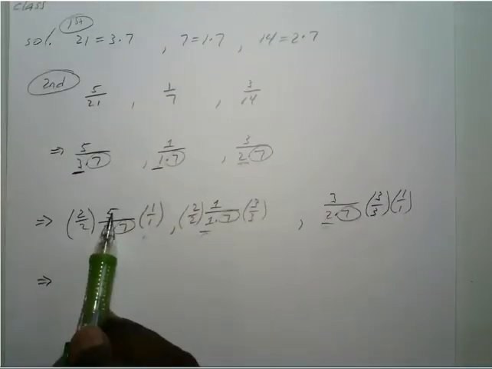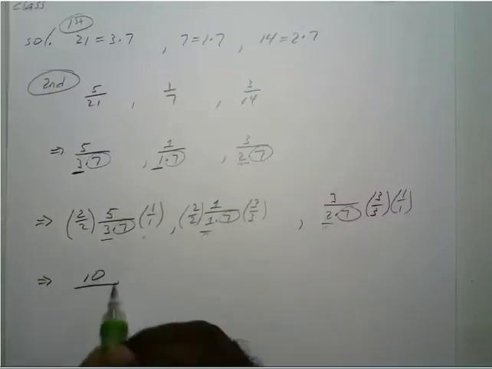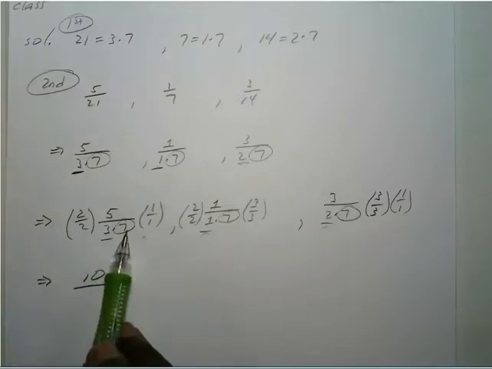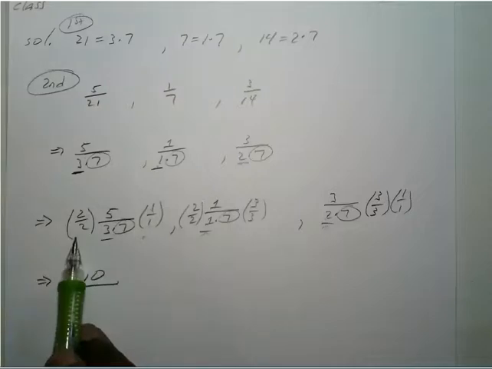Okay, so we have 2 times 5, which is 10. 10 times 1 is just 10. So we have 10 over... we have 3 times 7, which is 21. 21 times, that's why you don't need the 1, because 21 times 1 is just 21. And 21 times 2 is 42.